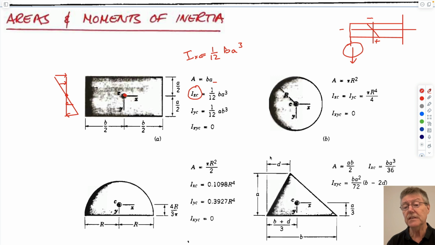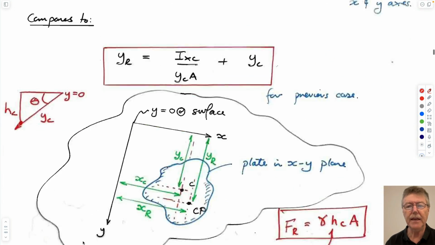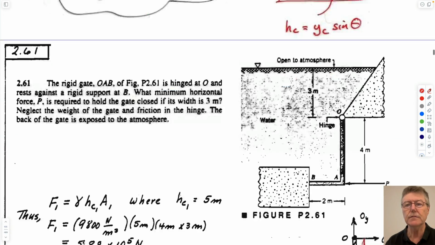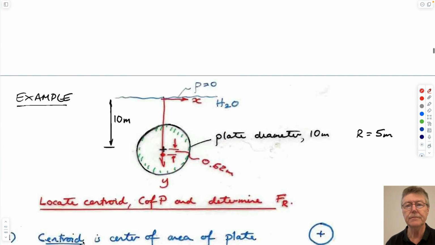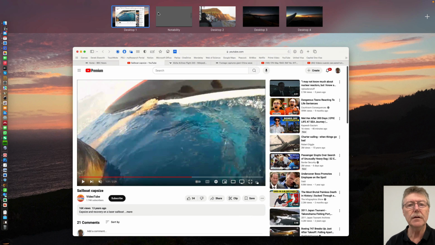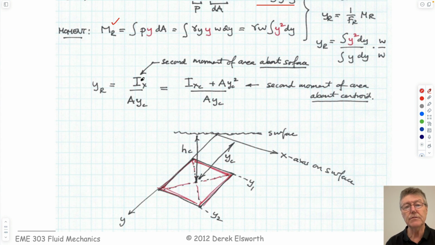So you have these results for these different shapes. These different shapes are gates that you'd have on submerged plates underwater, and we can use them. And just, what is it? A is the depth, and B is the width. Right? So that's the important thing. So I'm not doing very well here. And so we can use this as a standard result.